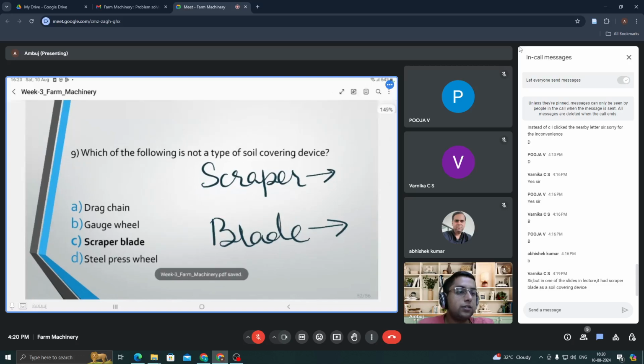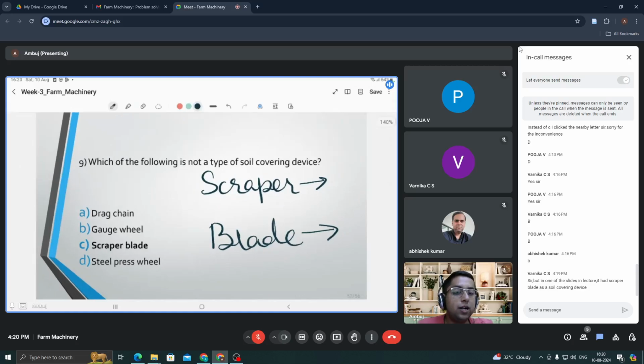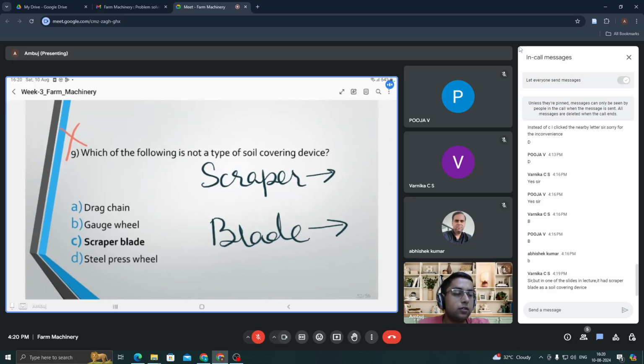Yes, that can only be done. But according to me, if you ask me, the correct option would be scraper blade only, out of the given options. I am marking this question as incorrect. If I get some other explanation, then I'll share it with you. But if it is mentioned in the lecture, then please do go with it.